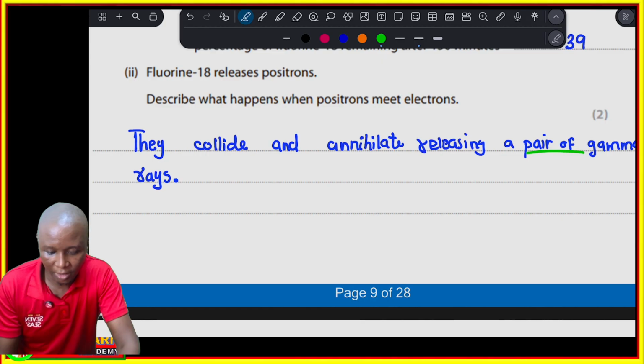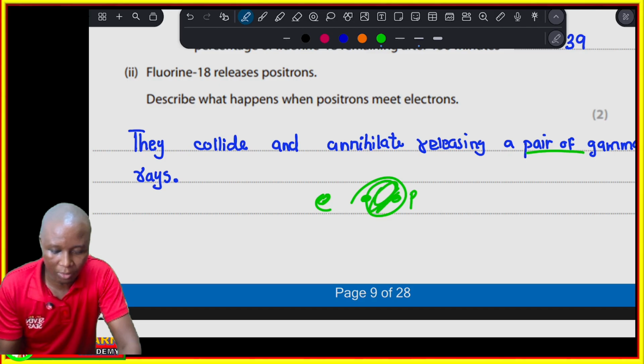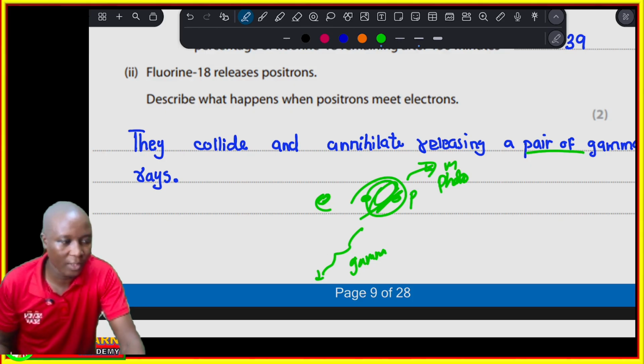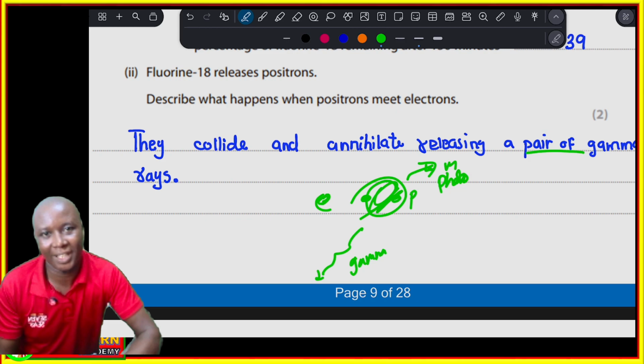So the moment you have an electron colliding with a positron, then they are going to fuse, and in the process annihilation takes place, and then we are going to see gamma photons. A pair of gamma photons moving in opposite directions to conserve momentum.